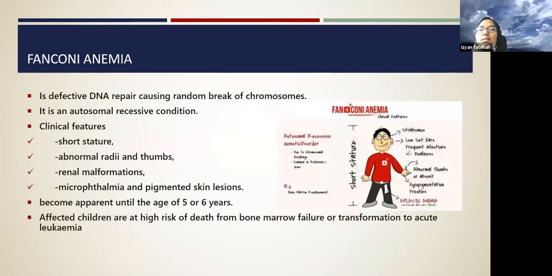Fanconi anemia is a defective DNA repair that causes breaks of the chromosome, and it is an autosomal recessive disorder. The clinical features: the patient may appear with short stature, abnormal radius and thumbs, renal malfunction, and also microphthalmia and pigmented skin lesions, also known as café-au-lait spots. These clinical features usually appear by the age of 5 or 6 years. Patients with Fanconi anemia have a high risk of transforming to acute myeloid leukemia. Okay, next.